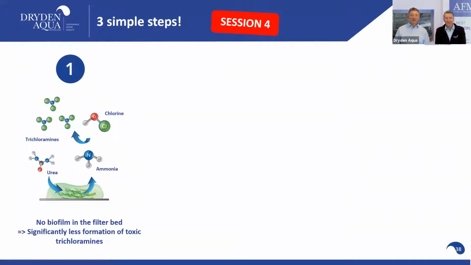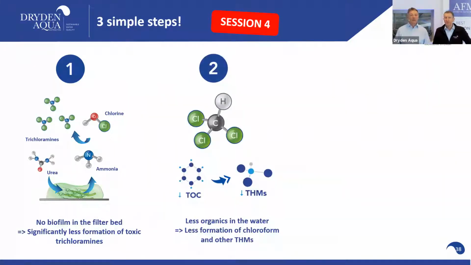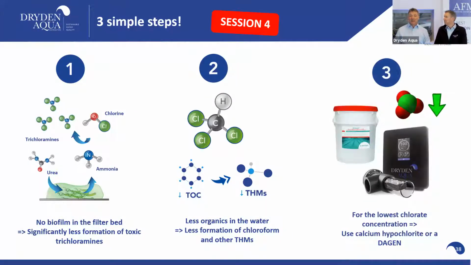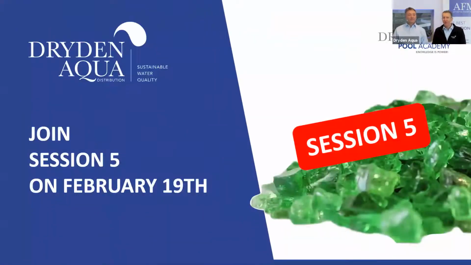So first, no biofilm in the filter means less formation of harmful trichloramines. Learning number 2: less organics, better filtration, less THMs, less chloroforms. It really goes together. If you filter twice as much of the organics, you have half of the THMs. And learning number 3 is best against chlorates, DHN. Second best, cal hypo. No, you're wrong. The very best. Oh yeah, sure. Sorry.